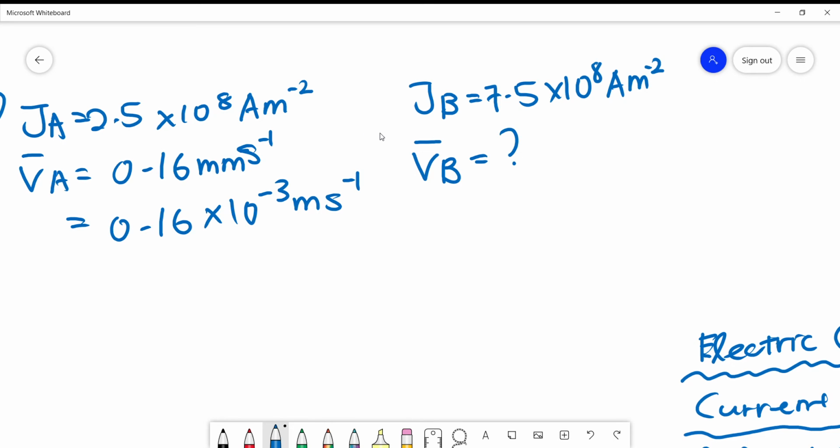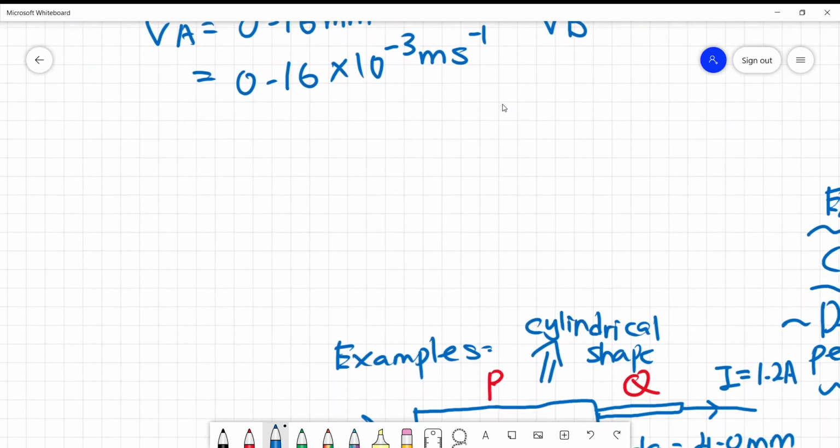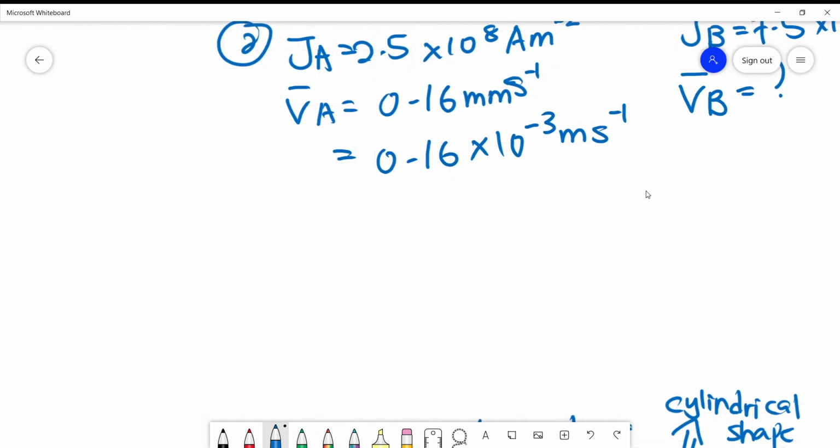Okay, so as we discussed just now, let me write here. The formula, which is J equals n e v, is the relation between the current density and the drift velocity, where J is directly proportional to the drift velocity. This relation is saying that the higher the drift velocity, the higher the electric current is produced. So the higher the electric current, hence the higher the current density.